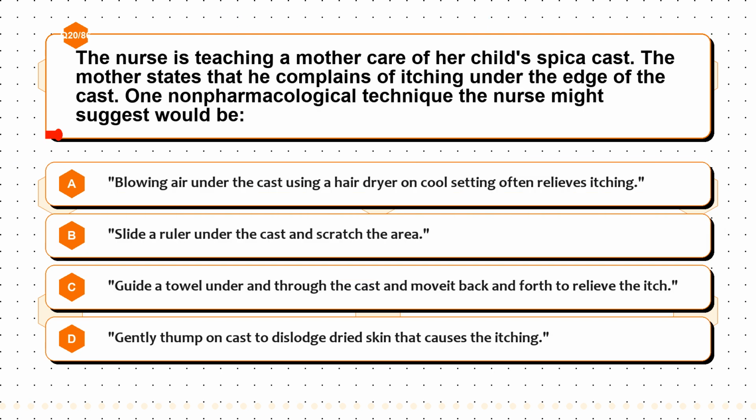Question 20. The nurse is teaching a mother care of her child's spica cast. The mother states that he complains of itching under the edge of the cast. One non-pharmacological technique the nurse might suggest would be, here are the options. Option A, blowing air under the cast using a hairdryer on cool setting often relieves itching. Option B, slide a ruler under the cast and scratch the area. Option C, guide a towel under and through the cast and move it back and forth to relieve the itch. Option D, gently thump on the cast to dislodge dried skin that causes the itching.